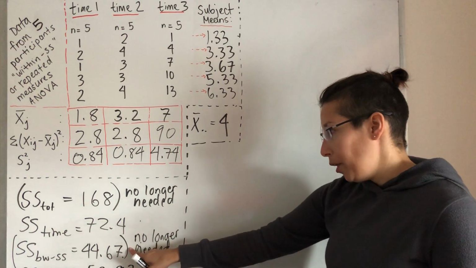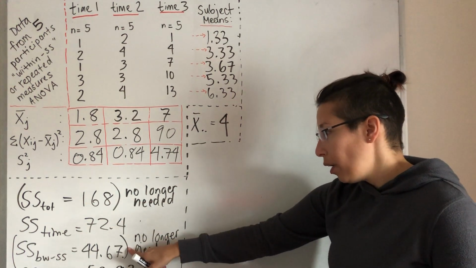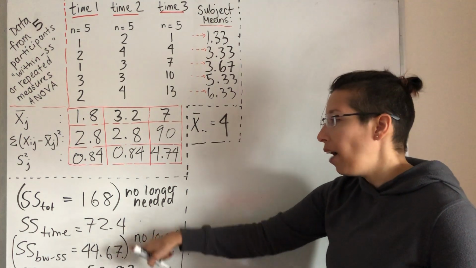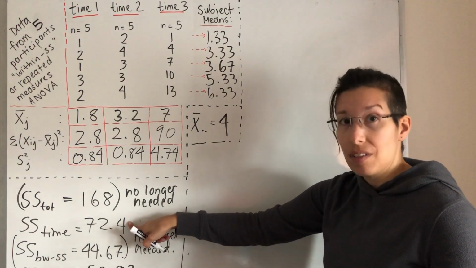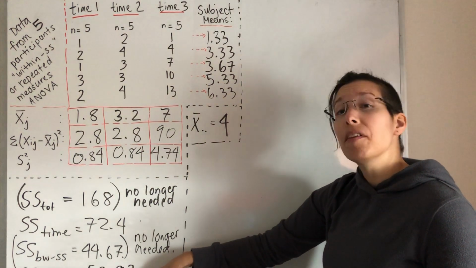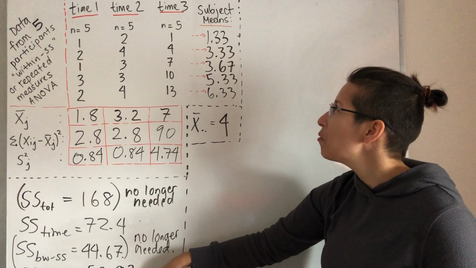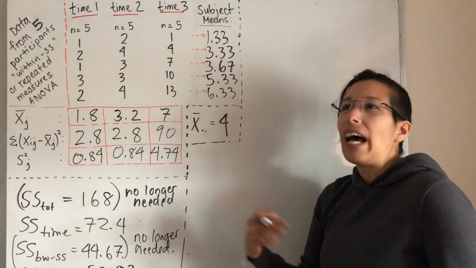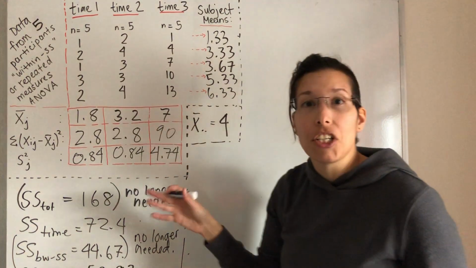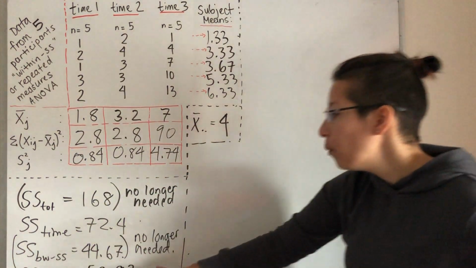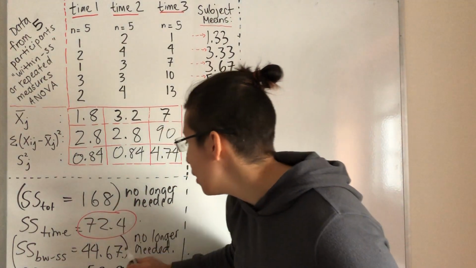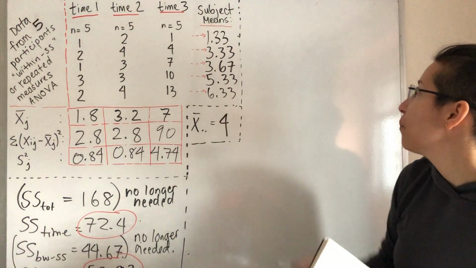Why is this no longer needed? Well, just like with SS total, it helped us to get the sum of squares error, but now we have the sum of squares of the effect, which is the time that they provided their observation, and the sum of squares error, which is everything that's left over that doesn't have to do with the fact that people are different, or this manipulation is causing a difference. We already found that. So we just need this and this going forward.